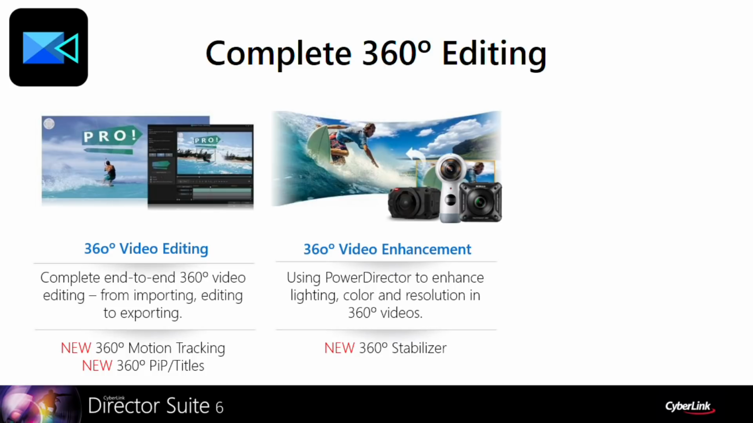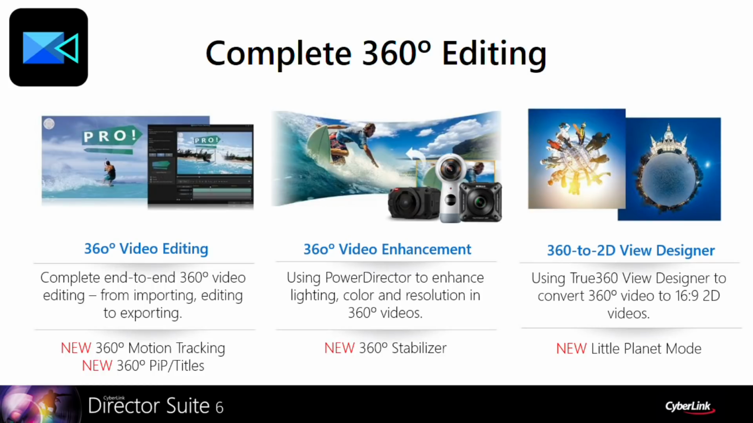We are also introducing a great plugin called 360 Stabilizer. A lot of times when we use the camera handheld, without a gimbal or a tripod, you get very shaky video footage. Now with this stabilizer plugin, you can get very smooth video for your headset or VR experience. And with View Designer, we can convert the 360 video into 2D videos, do different edits, and also convert them to a little planet mode. We will demo an example later.